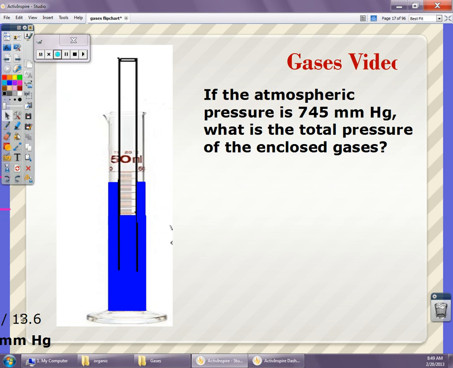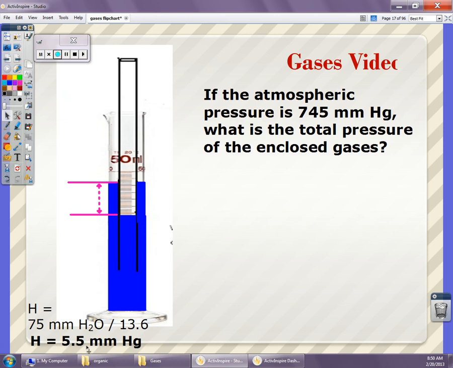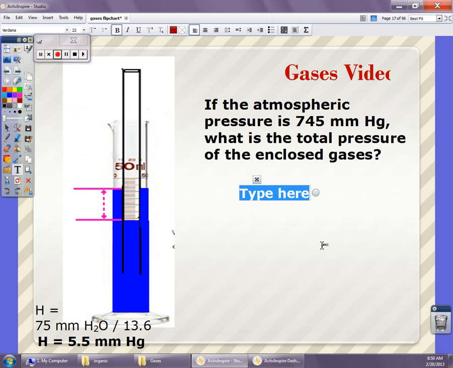Now, as before, you want to find your height correction factor. The height here was 75 millimeters of water, but you notice I'm dividing by 13.6. The reason why is, this is water, this is mercury. I need them to be the same. So my height factor now becomes 5.5 millimeters of mercury. Mercury does not travel as far because it is more dense. Okay, go ahead, stop the video, try your problem, and then come back and double check your work.